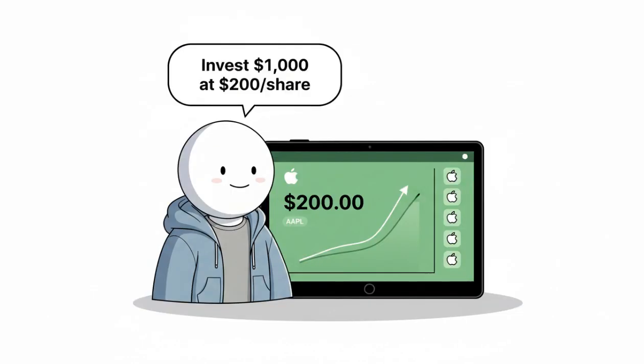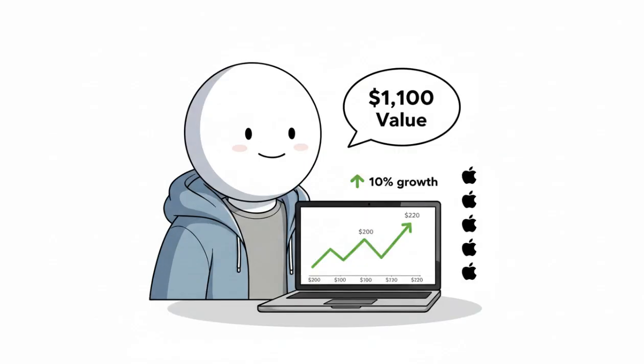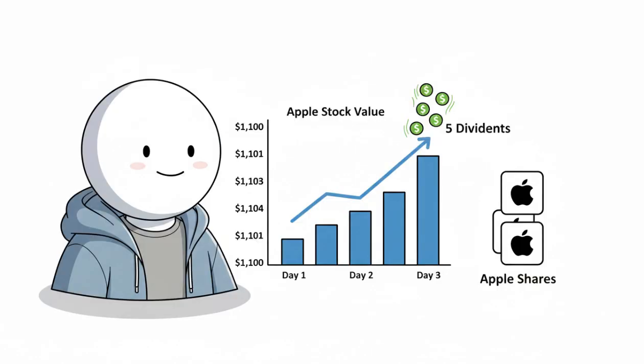Let's look at an example. Suppose you invest $1,000 when Apple is trading at $200 per share. You would own 5 shares. If the stock rises 10% over the next year to $220, your investment becomes $1,100. If dividends add roughly $1 per share annually, you would also receive about $5 in dividends, making your total value around $1,105 before reinvestment effects.